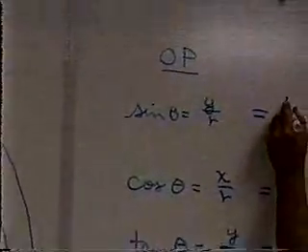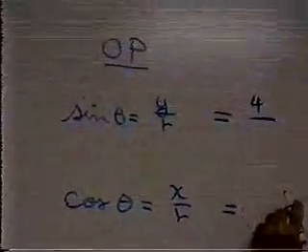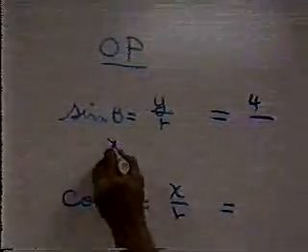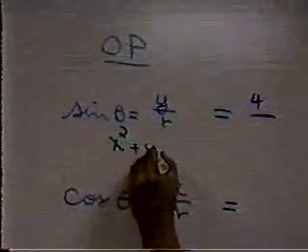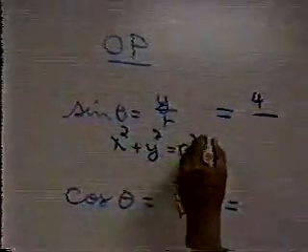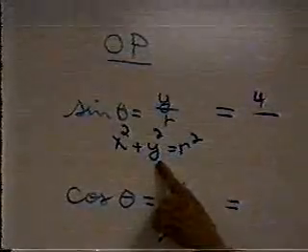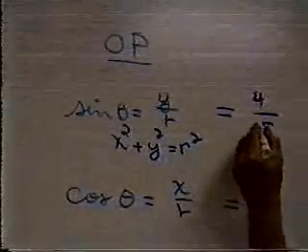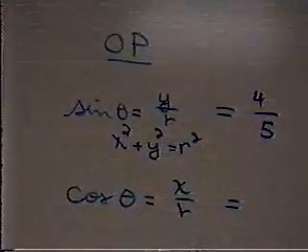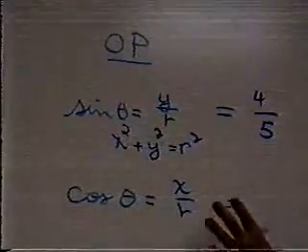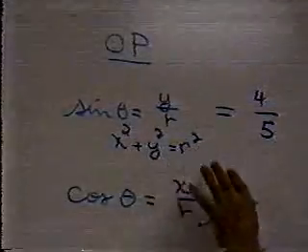Y is what? 4. R is what? Oh, we have to go calculate it. So we'd have to do x squared plus y squared is equal to r squared. Well, x squared is 9 plus y squared is 16. That's 25, square root, that's 5. Now, that's what the beginning part of this tape was all about: if you're given some of these numbers, how do you find the other letter?